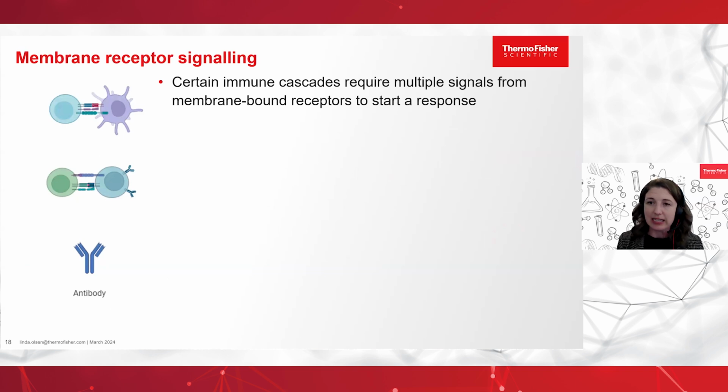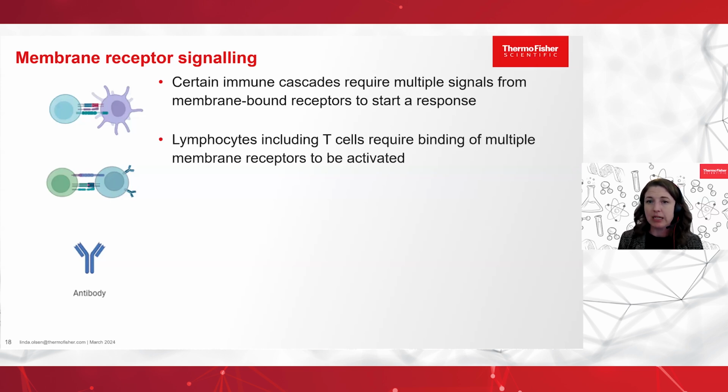Certain immune cascades require multiple signals from membrane bound receptors to start a response. Lymphocytes are a specialized type of white blood cell that include T cells, which we'll talk about extensively in this session. They require the binding of multiple membrane receptors to be activated. So, we'll discuss this, but T cell receptors require interaction with a peptide bound to an MHC molecule.